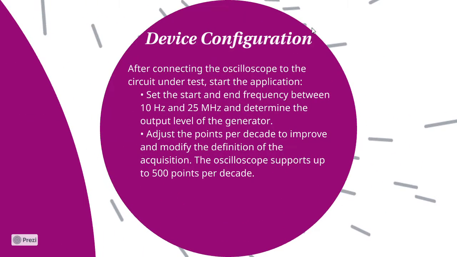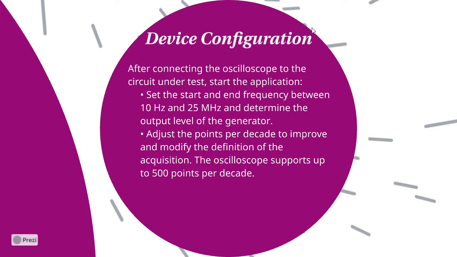Device configuration. After connecting the oscilloscope to the circuit under test, start the application. Set the start and stop frequency between 10 Hz and 25 MHz and determine the output level of the generator. Adjust the points per decade to modify the definition of the acquisitions. The oscilloscope supports 500 points per decade.